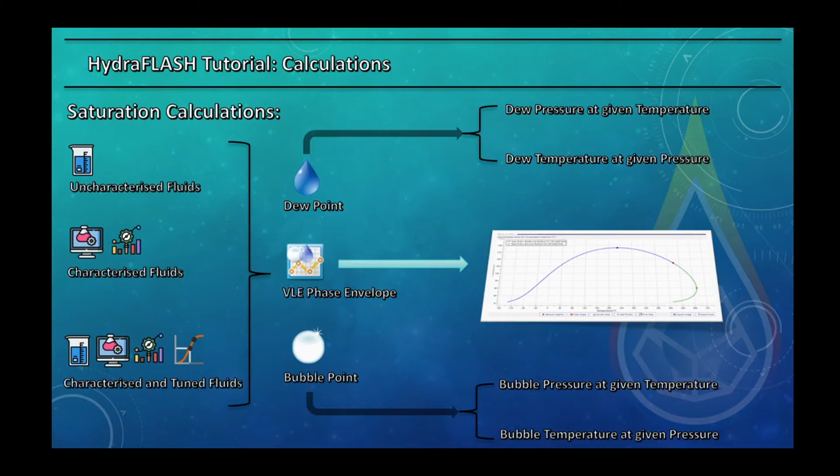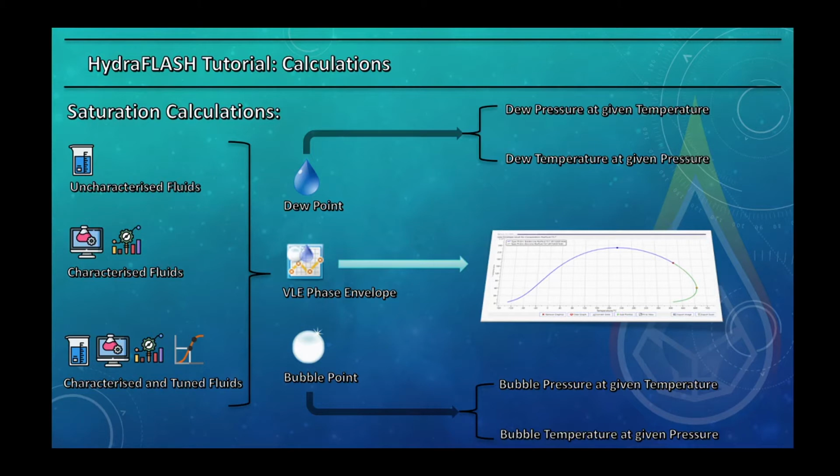The other calculation is the VLE phase envelope. VLE phase envelope is basically an envelope which divides the PT diagram into two sections. The two-phase section and the single-phase section. So any VLE phase envelope has three different important parts.